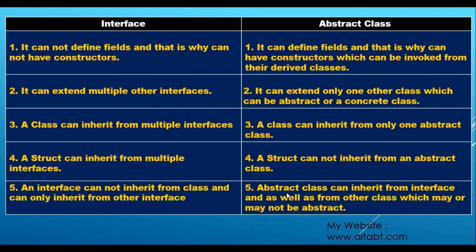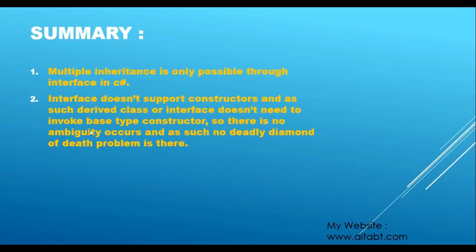So let's quickly see the summary. The first point says multiple inheritance is only possible through interface in C#. We have seen that, and why is also mentioned here. Interface doesn't support constructor, and as such a derived class or interface doesn't need to invoke a base type constructor, so no ambiguity occurs, and as such there is no deadly diamond of death problem. So that is why multiple inheritance is possible using interface.